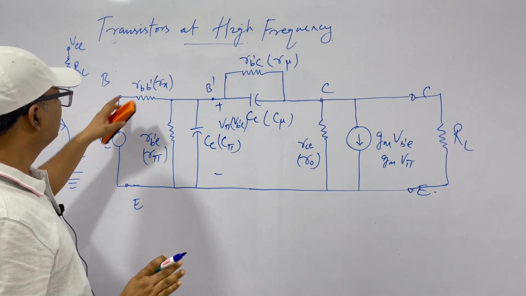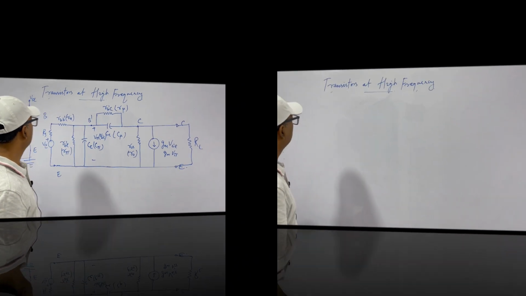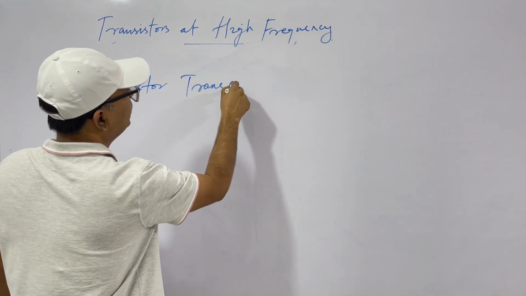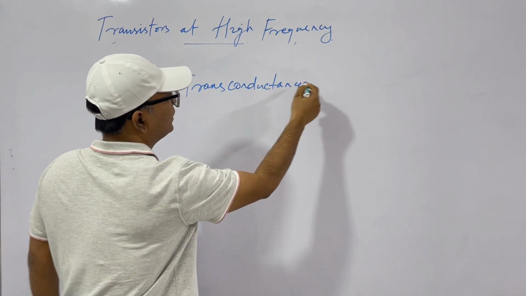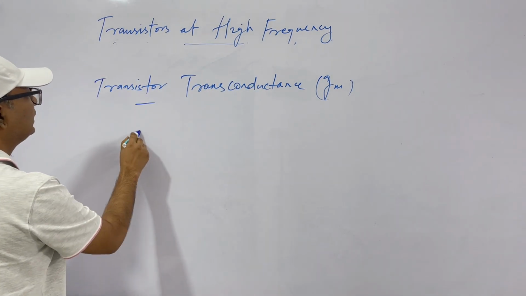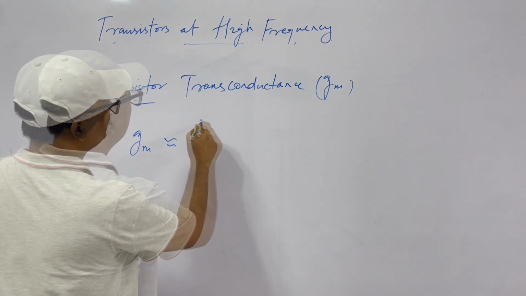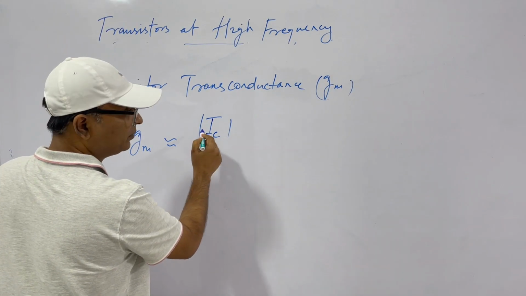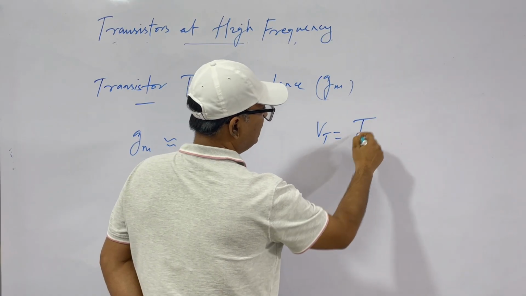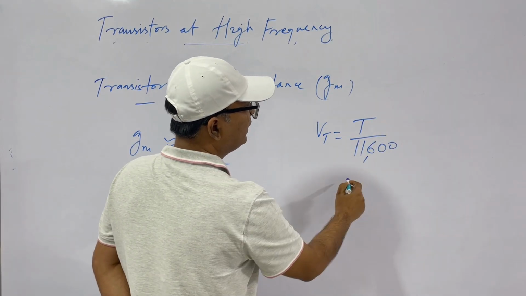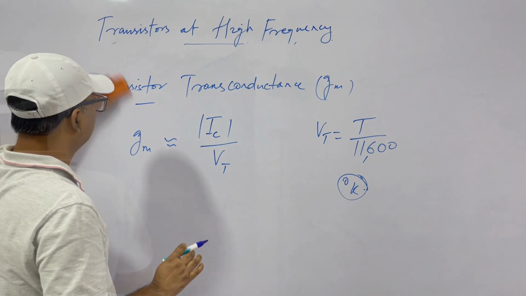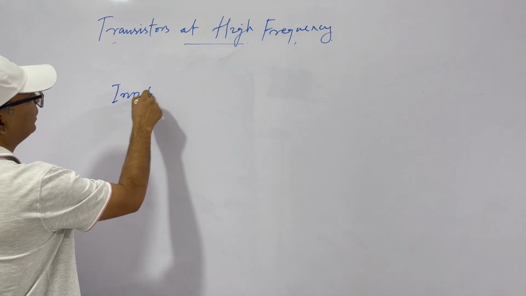Clear? Now I'll derive expressions for all these parameters. The first is transistor transconductance. You have to remember the names. What is it? GM. You saw GM V pi, GM VB'E. How to find GM: it is basically equal to the magnitude of IC, divided by VT. And what is VT? You know this very well, the volt equivalent of temperature. VT is given by T by 11,600, where T is in Kelvin. So GM is the magnitude of IC by VT. Remember it, write it somewhere. Now input conductance.